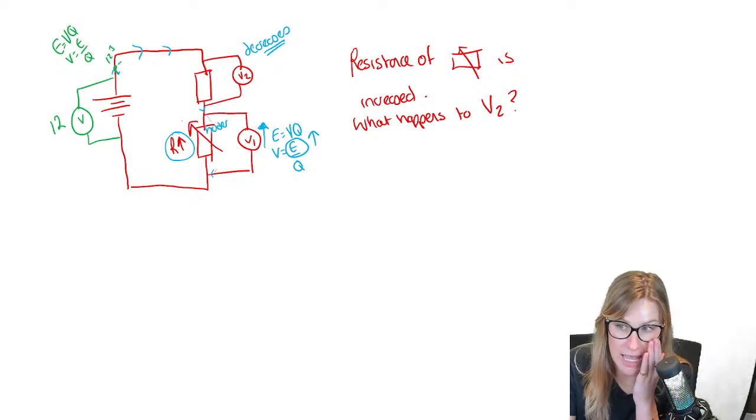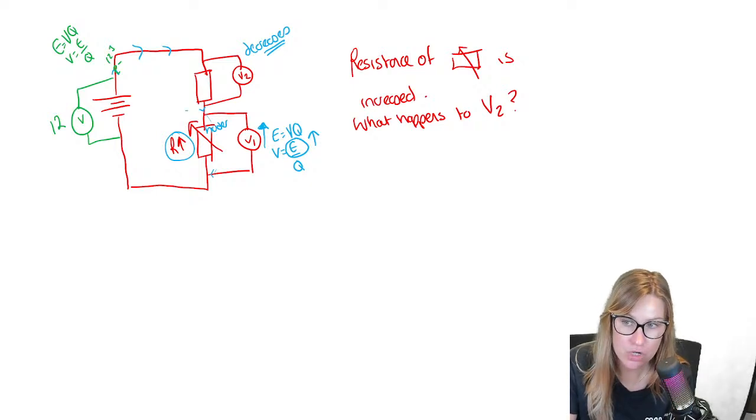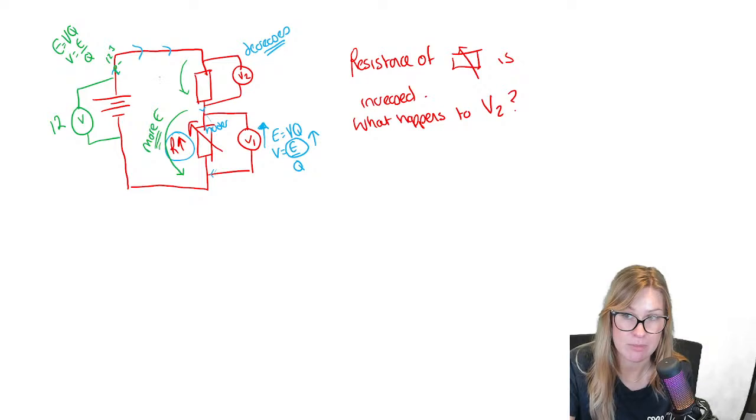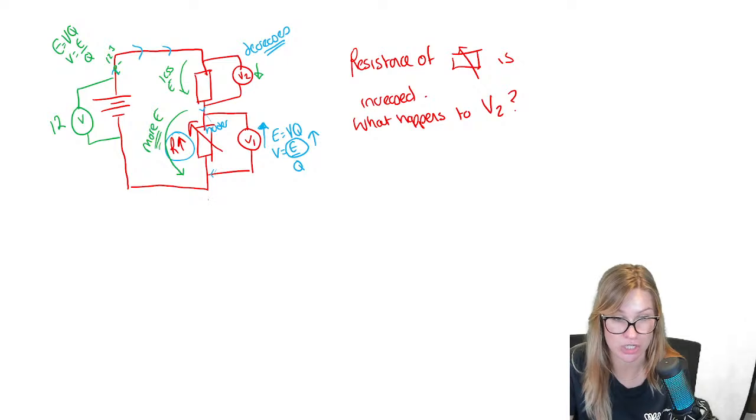And when they get here, they're losing more energy now than they did before. But they have two things to go through. So they lose more energy going through this component, so they must lose less energy going through this component. That's why the reading on voltmeter 2 decreases. It's going to go down.